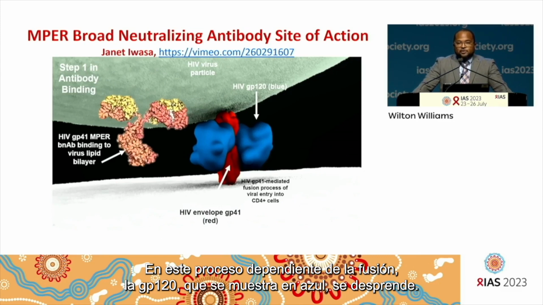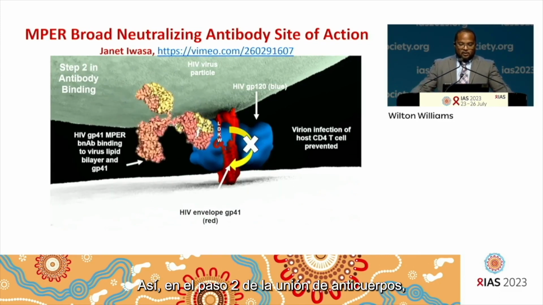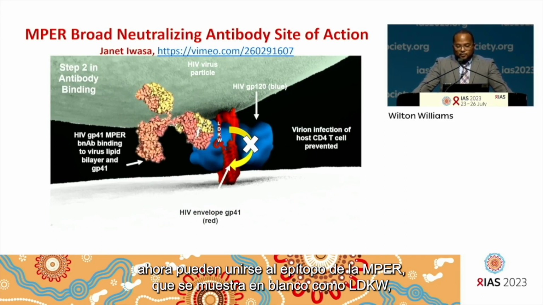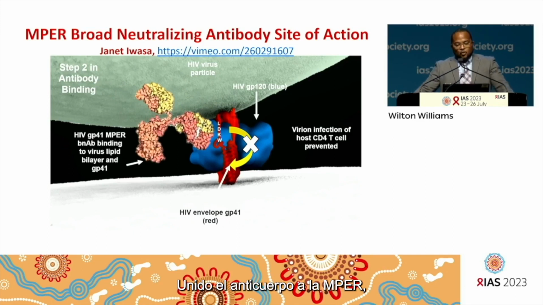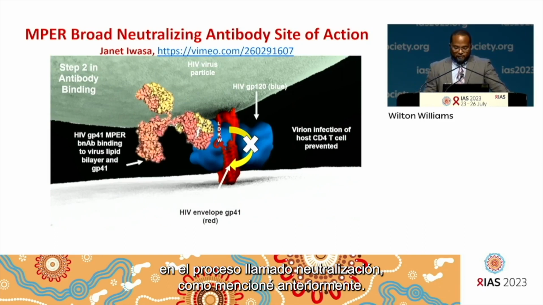And during this fusion-dependent process, GP120, shown in blue, gets shed, and MPER on GP41 also becomes exposed. Thus, in step 2 in antibody binding, you'll see that the GP41 MPER bNAb binding to the virus lipid bilayer on the left can now bind to the MPER epitope, shown in white as LDKW, once MPER becomes exposed during this viral fusion-mediated process. Once the antibody binds to MPER, this ultimately prevents virion infection of these CD4 positive cells, in the process referred to as neutralization, as I mentioned earlier.